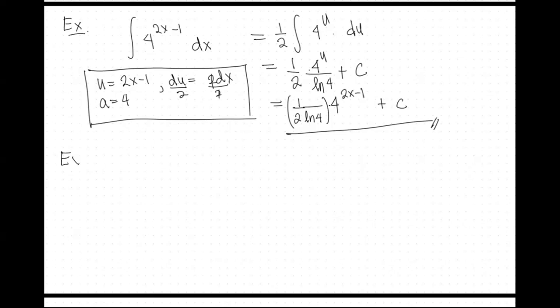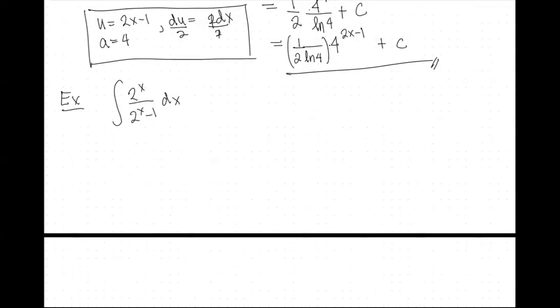Next example is the following. Integral of 2 to the x over 2 to the x minus 1 dx. Our u here is the slightly complicated one. So among the denominator and the numerator, let's choose 2 to the x minus 1 as u.